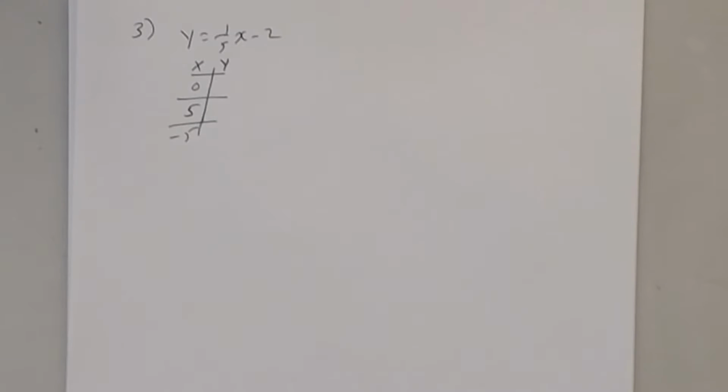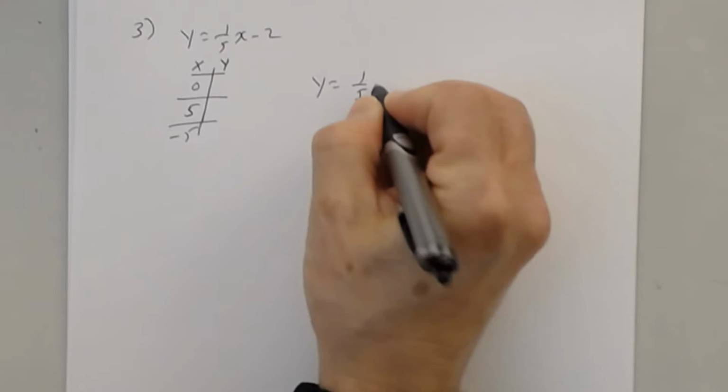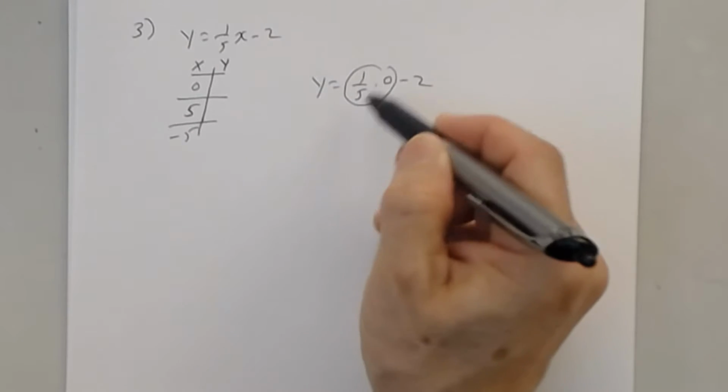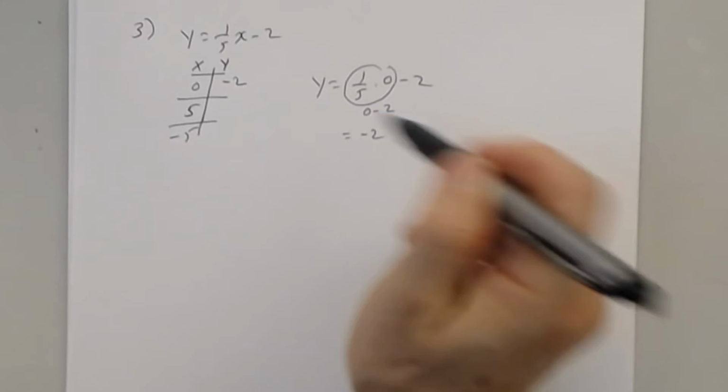Okay, so if x is 0, I get y equals 1/5 times 0 minus 2. What's a fifth of 0? 0 minus 2? Negative 2, right?